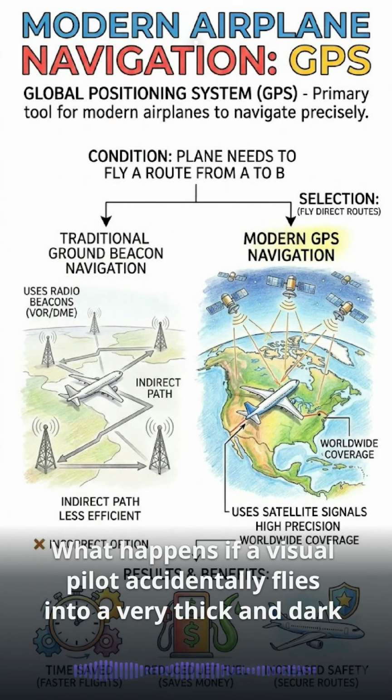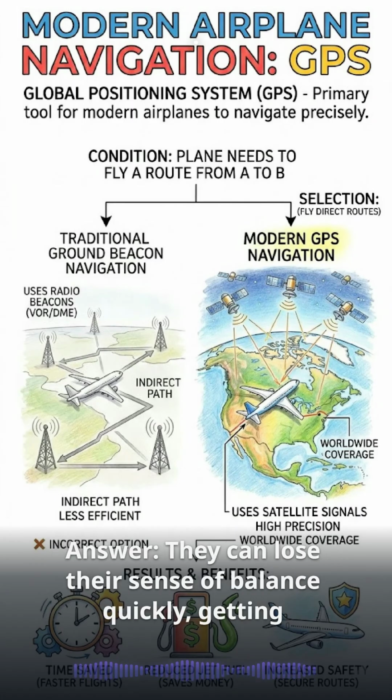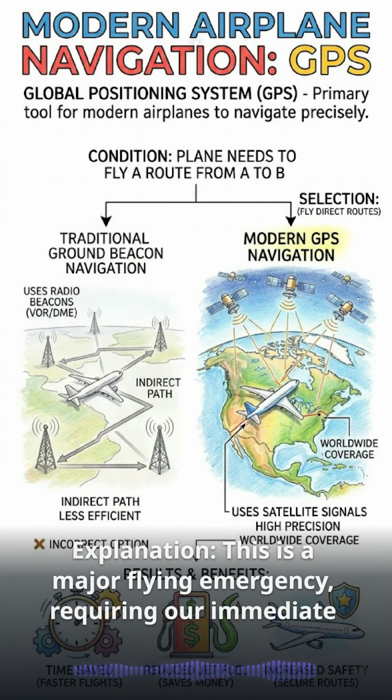75. What happens if a visual pilot accidentally flies into a very thick and dark rain cloud? They can lose their sense of balance quickly, getting completely confused about which way is up. This is a major flying emergency, requiring our immediate help to guide them back to safety.